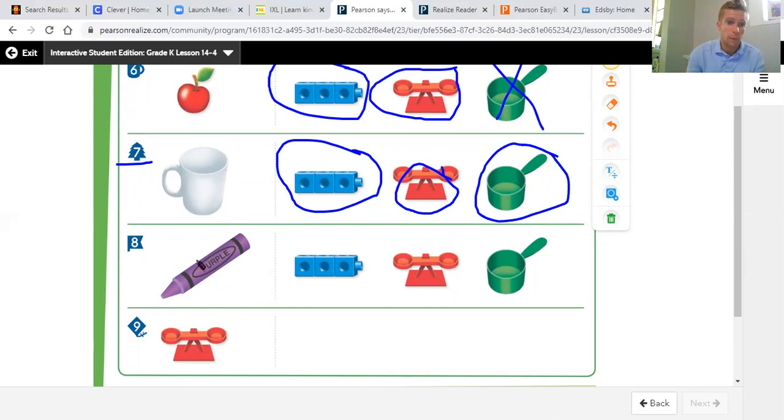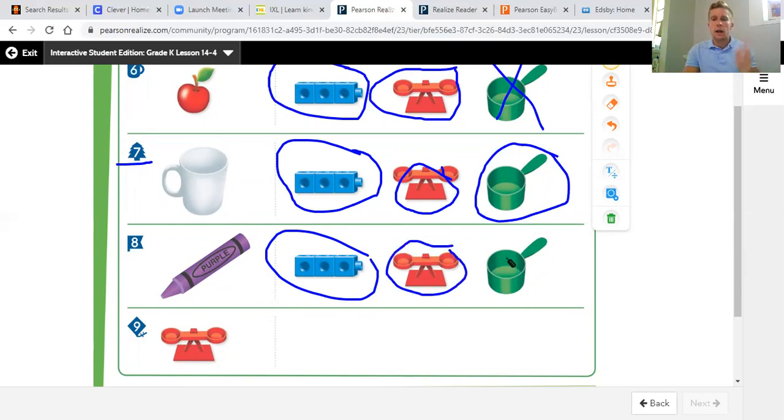Good. Number 8, this purple crayon. Can I measure the length? Yep. Can I measure how much it weighs? If I want to know how much a crayon weighs, can I measure it? Yes, I can. Put it right in the scale. Can I measure how much it holds? Does a crayon hold anything inside of it? No, it does not. Good job, friends.